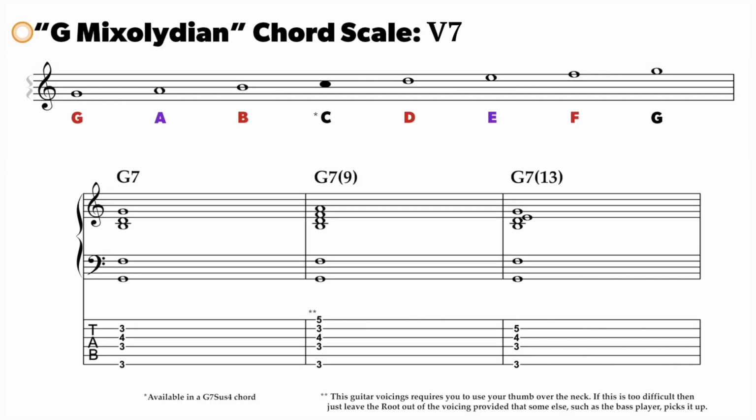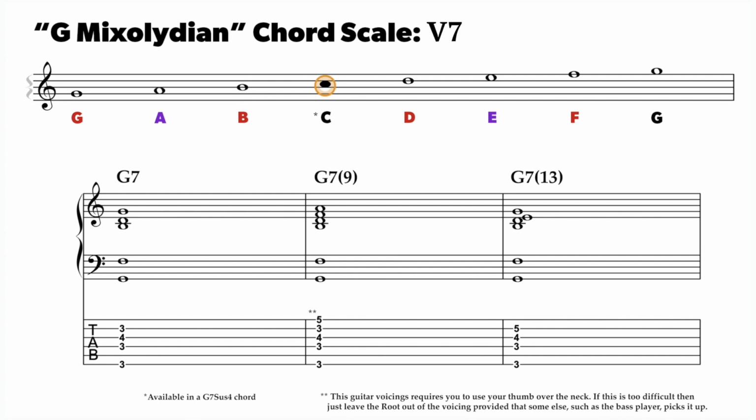Next we have G Mixolydian for our dominant 5 chord. The notes G, B, D, and F make up the chord tones. The note A is a major 2nd or major 9th above a chord tone, so that is an available tension on the G dominant 7 chord. The note C is a half step above a chord tone, so that is a harmonic avoid note.